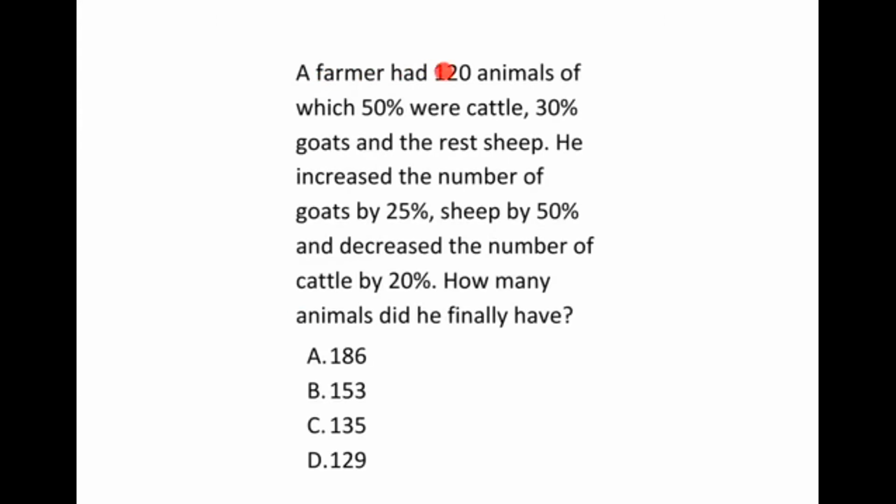A farmer had 120 animals, of which 50% were cattle, 30% goats, and the rest sheep. He increased the number of goats by 25%, sheep by 50%, and decreased the number of cattle by 20%. How many animals did he finally have? Solution.